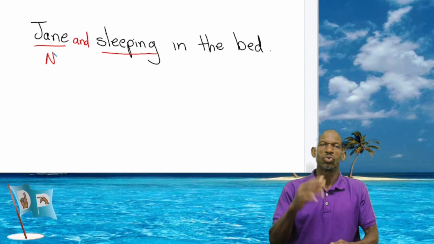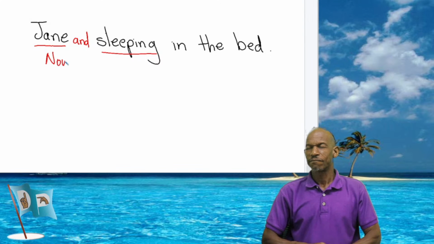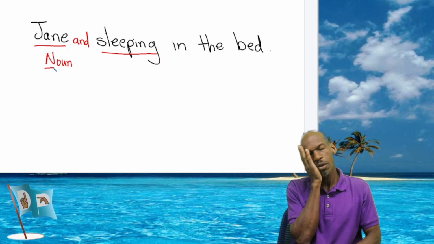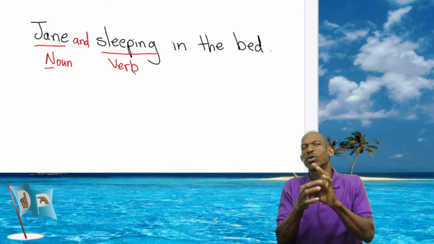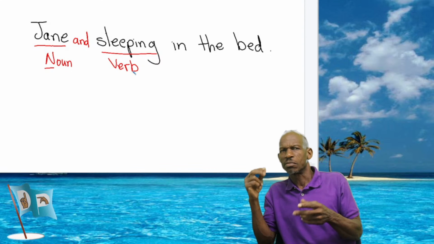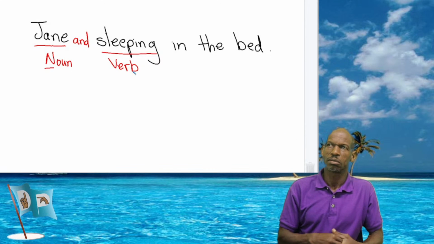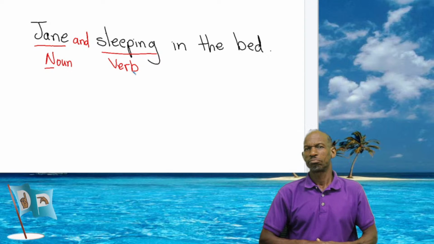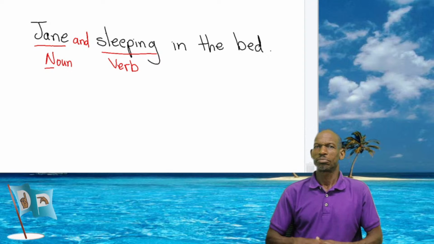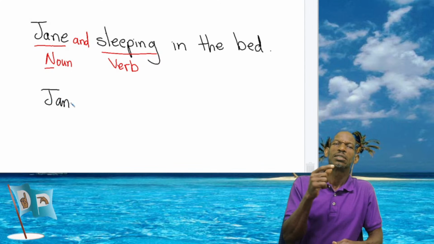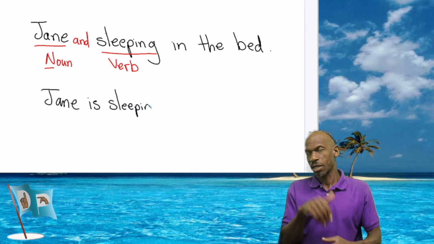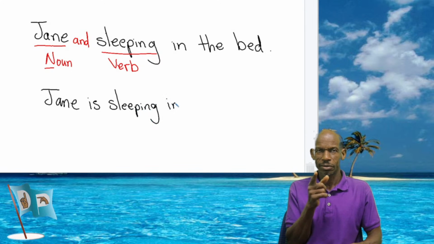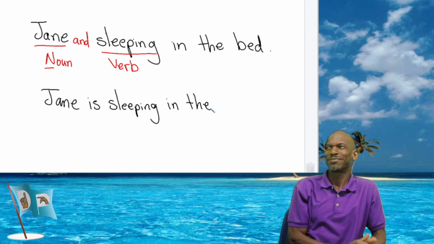This is a noun. N-O-U-N. N for noun. And sleeping is a verb. You cannot join a noun and a verb with and. And Cheryl even gave me the answer. You cannot say Jane and sleeping in the bed. And Cheryl told me the right thing. I should write Jane is sleeping in the bed.